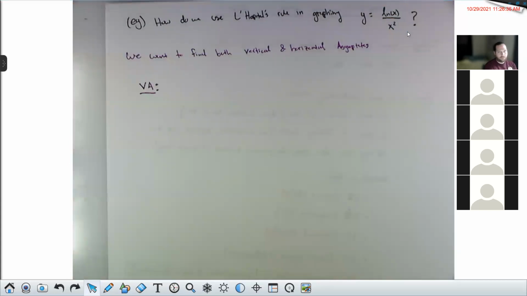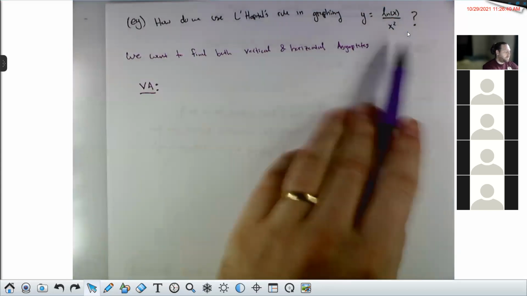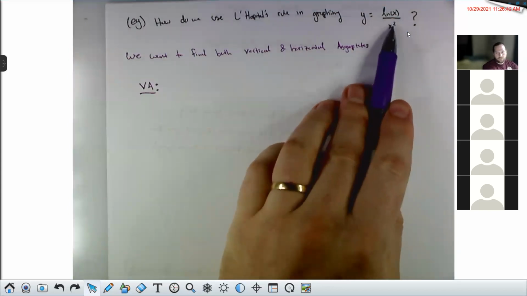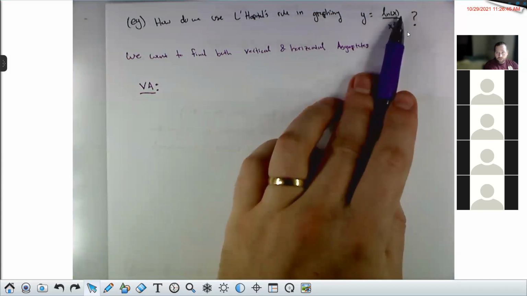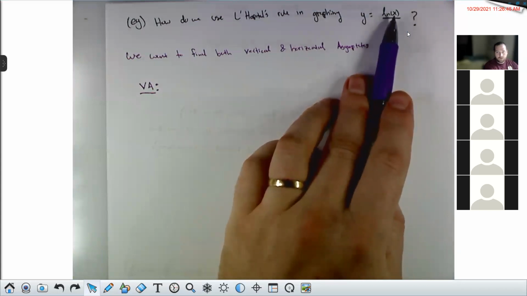Does anybody have an x value where they suspect this thing has vertical asymptotes? 0. Yeah, so the downstairs here, x squared, that's 0 when x is 0. And it gets worse. The natural log of x tends to negative infinity as x tends to 0. So we suspect VAs at x equals 0.